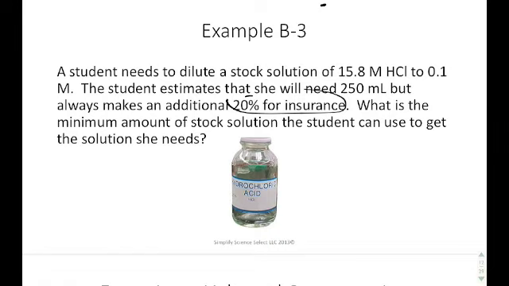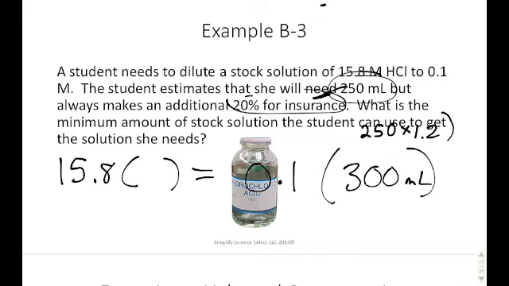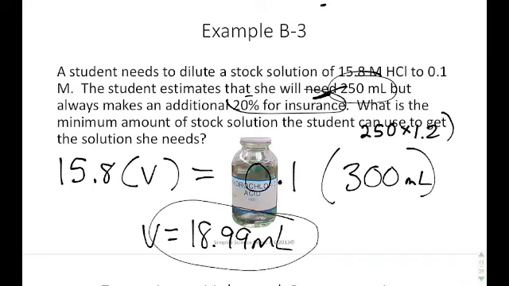So if you were to take a look at it, we have 15.8 molar. I want to know how much volume is required to produce 0.1 molar. And it says 250 mils, but remember you need your extra 20%. So you'd have 250 times 1.2. Whenever you do that, you end up with a value of 300 mils. Okay, that's what she wants to make. So when you set it up like this, to go from 15.8 molar to 0.1 of 300, you can go ahead and solve. And when you solve this, the volume that is needed would be about 18.99 milliliters, pretty close to 19.